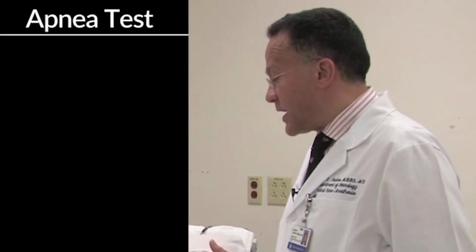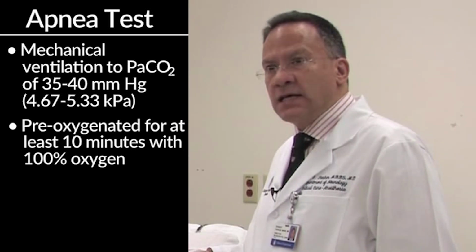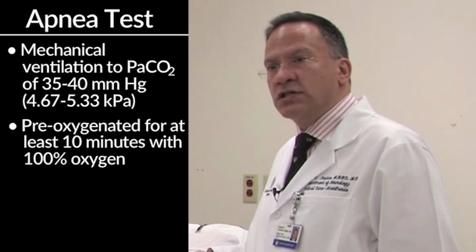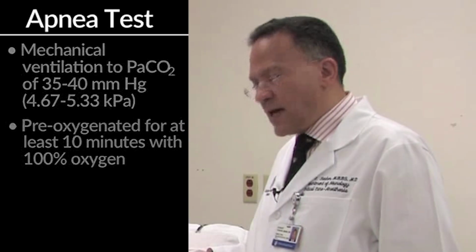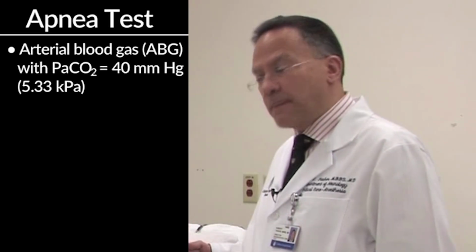At this stage, we would now want to do the apnea test. Under normal circumstances, the child would have had their mechanical ventilation altered, so the carbon dioxide was at around 40 millimeters of mercury, and we would have pre-oxygenated for at least 10 minutes with 100% oxygen via the ventilator, and have a blood gas to show that our carbon dioxide was around 40 millimeters of mercury.